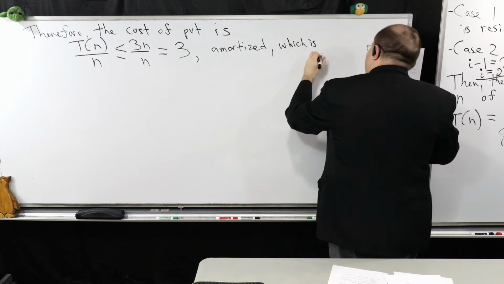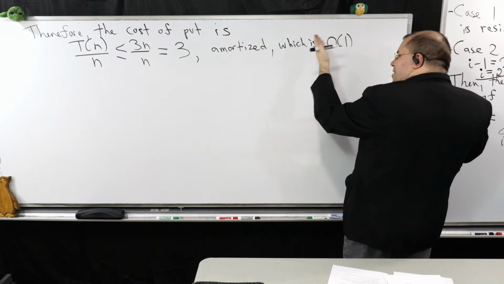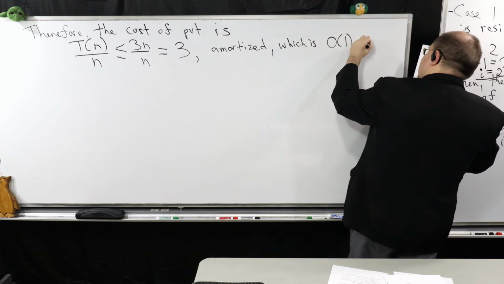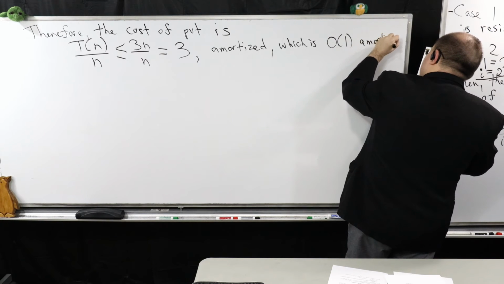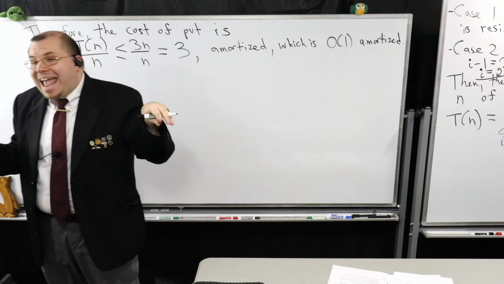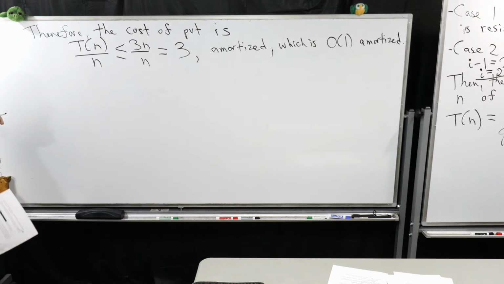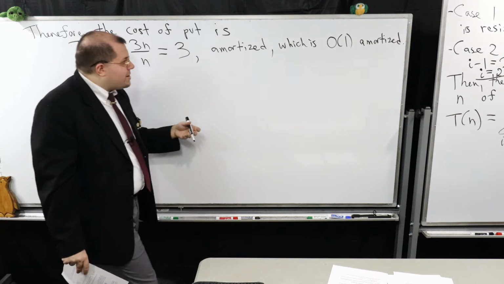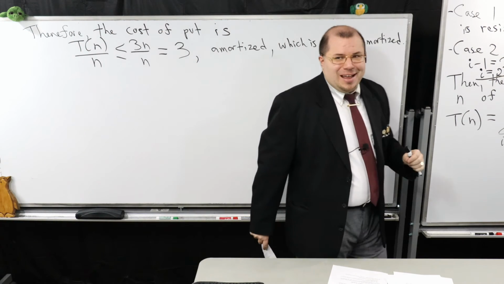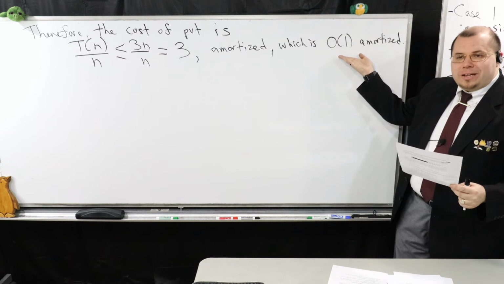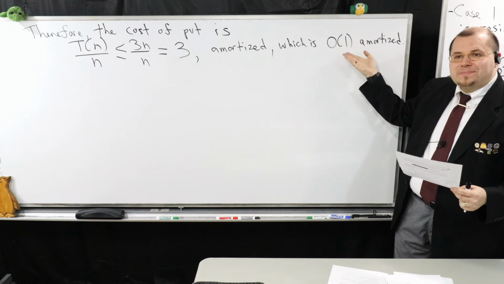Which is big O of 1, or big theta of 1, amortized. So the amortized complexity of performing n insert or put operations into an unsorted array dictionary is constant, amortized, which is wonderful. So the amortized complexity, just to reiterate, is constant.